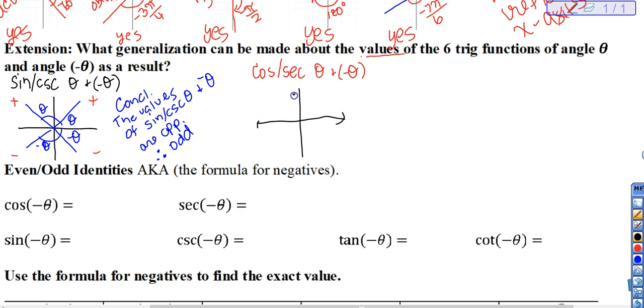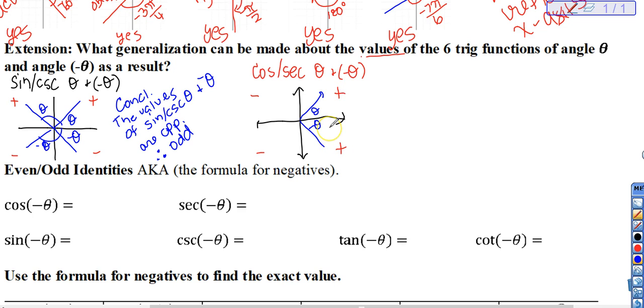So what do we know about the signs of the values of cosine? On the right side, in the right quadrants, cosine is positive, right? And on the left side, cosine and secant are negative. So their signs are reflective across the x-axis. Cosine is positive on one side, and on the other side it's also positive, or cosine is negative, and on the other side, it's negative.